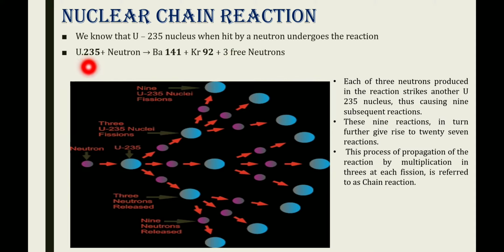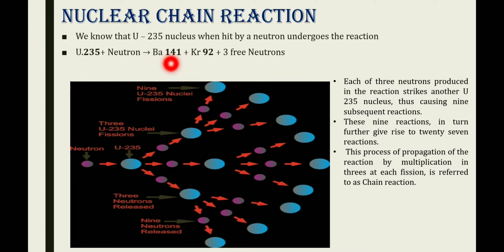One more point I told you: the atomic numbers as well as the mass numbers on both sides of the equation, the reactant side and the product side, must be balanced with each other. So see here, uranium 235, 235 is the mass number. The neutron has a mass number of 1. Altogether, 235 plus 1 is 236. So how much is the mass number on the reactant side? That is 236, and the product side should also match this mass number.